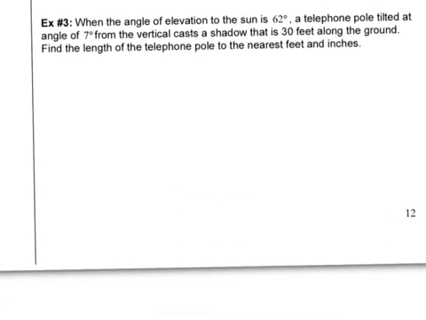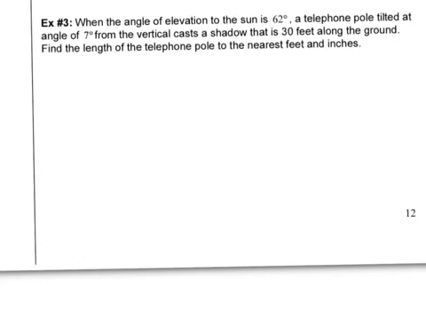Okay, this last one is giving us some real-world description, and that's really what this is all about, using this information to solve real-world problems. So, it says when the angle of elevation to the sun is 62 degrees, a telephone pole tilted at an angle of 7 degrees from the vertical casts a shadow that is 30 feet along the ground. Find the length of the telephone pole to the nearest feet and inches. Whoa, a lot of stuff going on here.